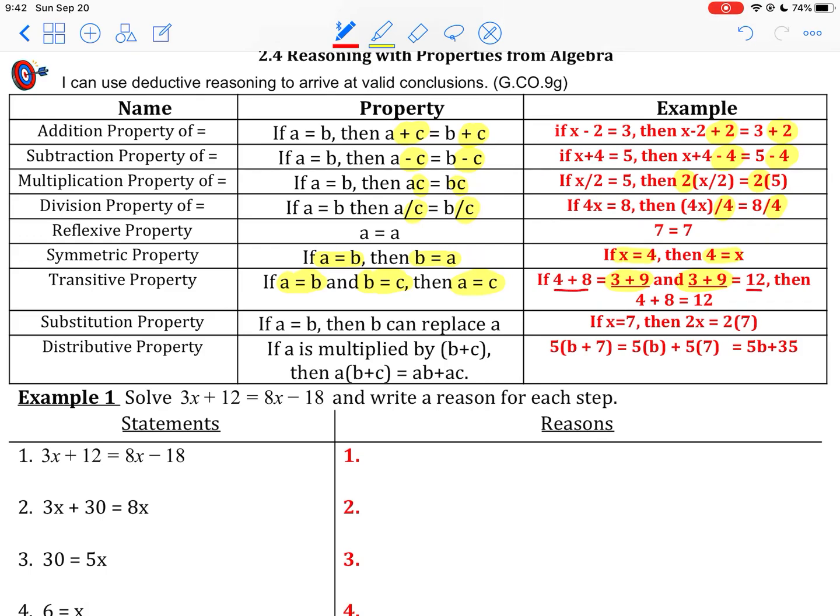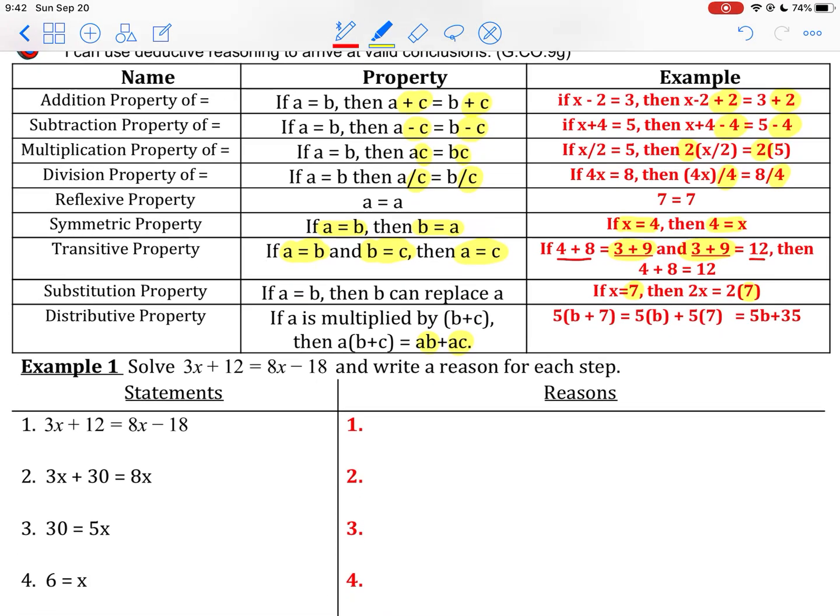All right, our next one is the substitution property, which says that if two things are equal, then we can replace one with the other. So if x is equal to 7, then 2x is going to equal 2 times 7. So we replace the x with the 7. And the distributive property says that you can distribute over parentheses in addition or subtraction. So if A is multiplied by the quantity A plus B, then it multiplies to both parts. So all of these go into solving equations, and we're just going to name each one.